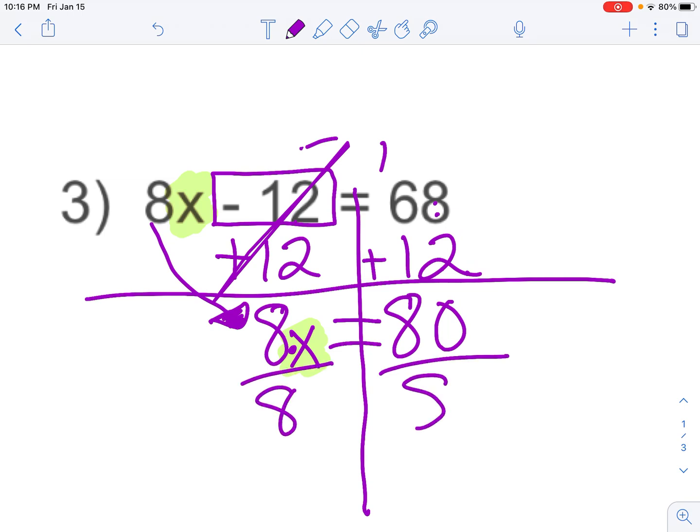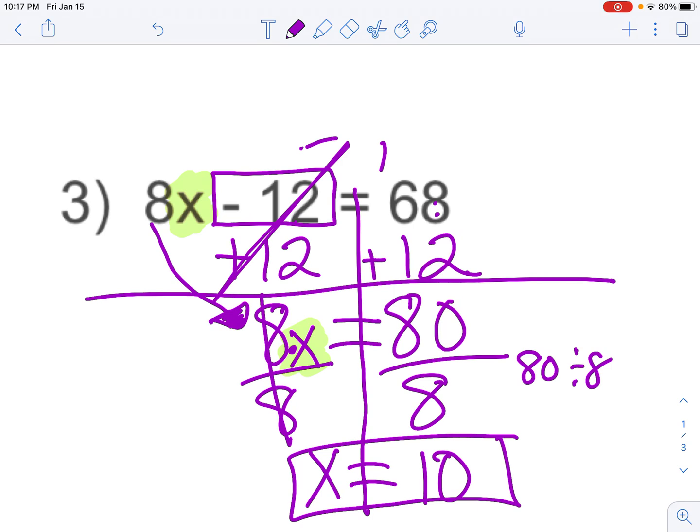Notice that this step is kind of always at the end of these problems. Now, 8 divided by 8 is 1, so x is now all alone. And 80 divided by 8 is 10, so x is 10. I can plug it in now.